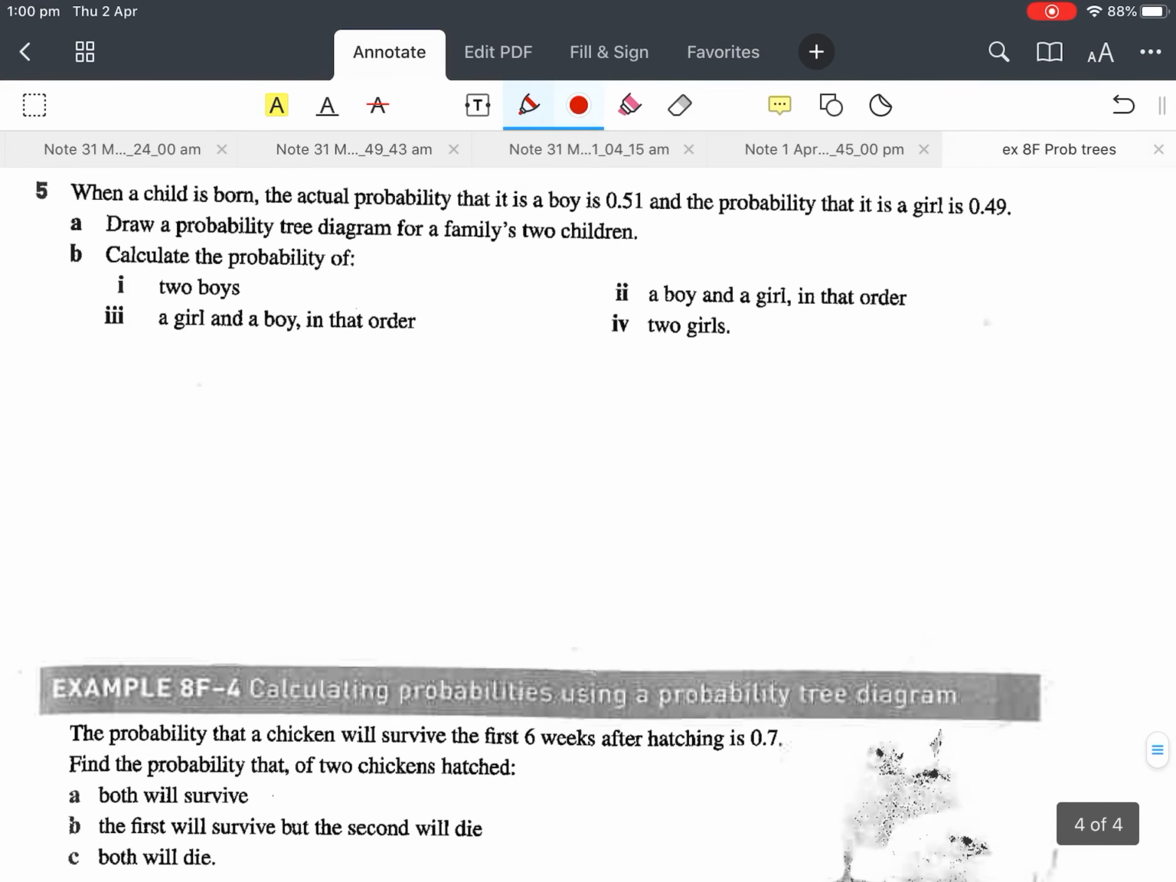Right, let's try this one and then I'll stop the video for the next ones. Number 5, when a child is born, the actual probability that it is a boy is 0.51 and the probability that it's a girl is 0.49. So this time we have got decimals, but it doesn't make any difference. Just put the decimals on the branches. So I'm going to draw the first branch. First child can only have boys and girls, okay? There's nothing else. You choose what you want to be after you're born, but you're born either a boy or a girl. Okay, and then the second branch will be another boy and a girl.